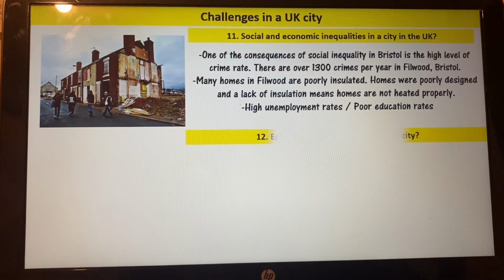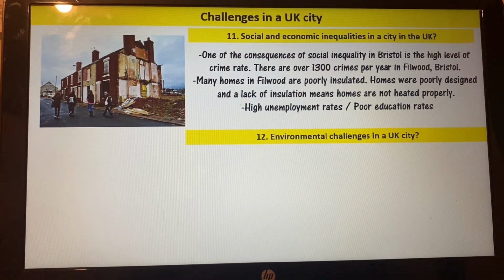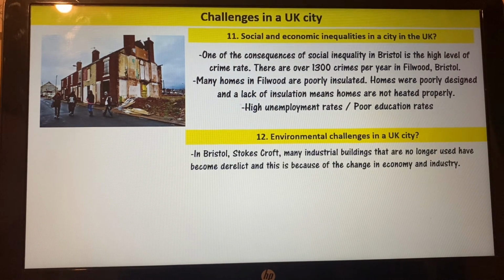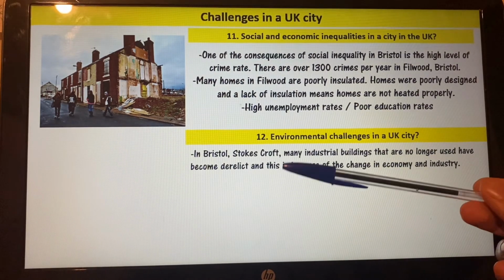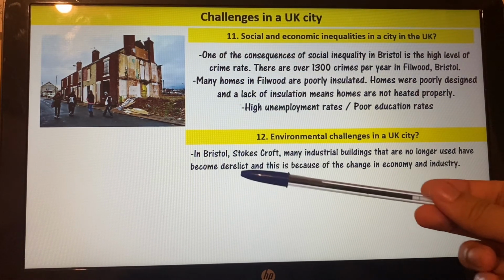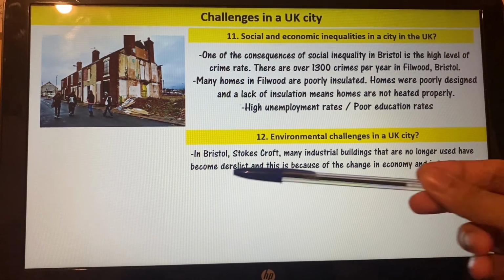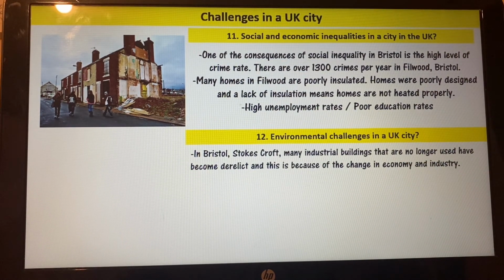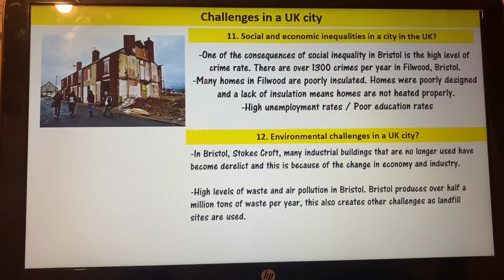Environmental challenges. Now, thinking about environmental challenges within a UK city, there's loads. I've just picked a few. Thinking about this area called Stokes Croft. Remember, many of these areas were once used for massive warehouses and industrial buildings, but now they're no longer being used. So what's that word again? A lot of these have become derelict. And again, if you have lots of derelict buildings, that's visual pollution, but also it could attract lots of, let's say, squatters who settle within these kind of buildings.